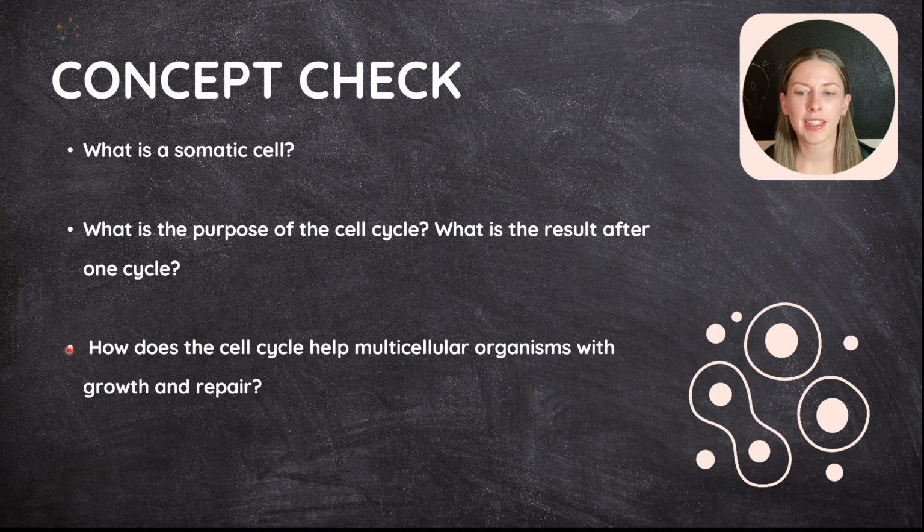And last question, how does the cell cycle help multicellular organisms with growth and repair? The cell cycle helps with growth because cells divide from one cell into two, then 2 into 4, and so on. Also, when cells get damaged or worn out, the cell cycle helps replace those old cells.